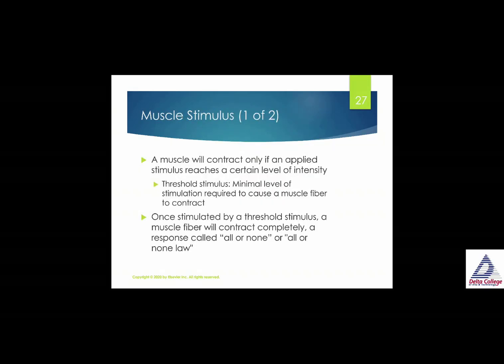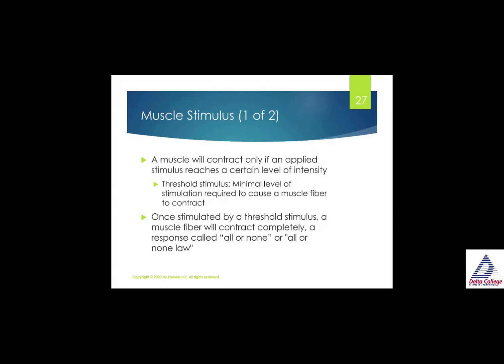Now, a muscle will contract only if an applied stimulus reaches a certain level of intensity. This is called the threshold stimulus. The threshold stimulus is the minimal level of stimulation required to cause a muscle fiber to contract. Once stimulated by a threshold stimulus, a muscle fiber will contract completely. This is a response called the all or none law.